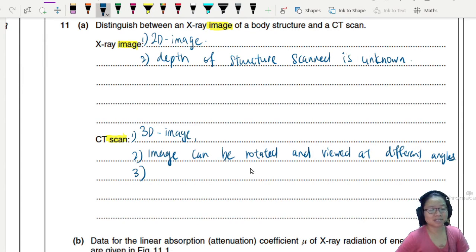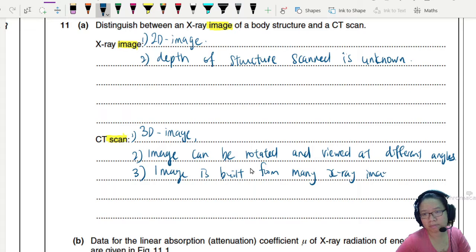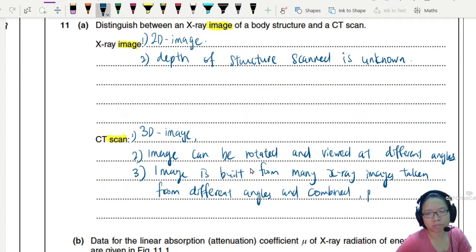So what is another good thing about the CT scan? How do you get the CT scan image? This image is built from many X-ray images taken from different angles. Remember, we rotate and take a photo, rotate and take a photo. So taken from different angles and combine and process inside a computer.